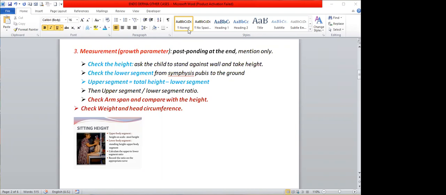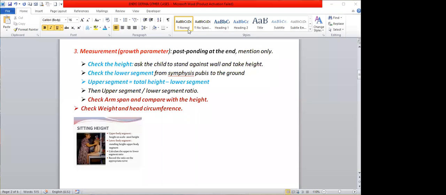Definitely, and mid-parental height is mandatory. In the exam, most likely the examiner will never allow you to measure the height and weight, because there will be no time. Only 6 minutes, and it will quickly be gone. So we are just discussing the thing to remember, never to forget. So this is the important area.